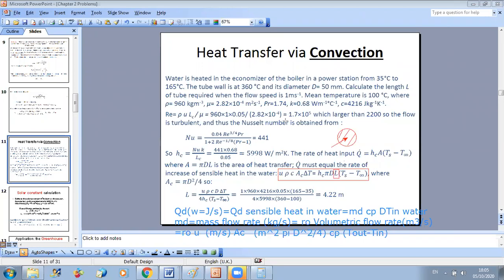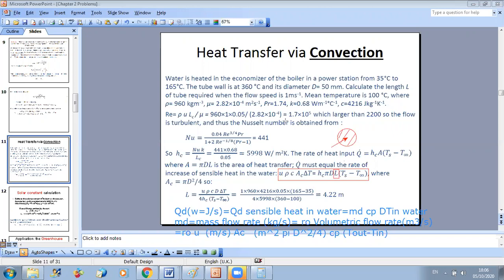Okay. Yes? I have a question about the formulas. I know there are several formulas for the Nusselt number. In the exam, when we're solving, will you be giving us which Nusselt number formula to use?